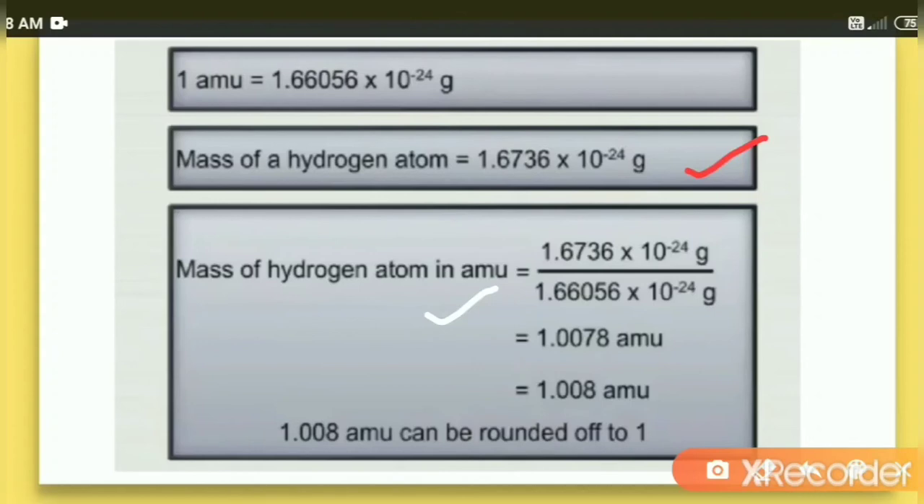So the mass of a hydrogen atom in AMU can be found out by taking the ratio of the mass of a hydrogen atom, that is this, divided by 1 AMU. So when we divide this, we get 1.008 AMU, which can be rounded off to 1. That's why you are taking the atomic mass of a hydrogen atom as 1.